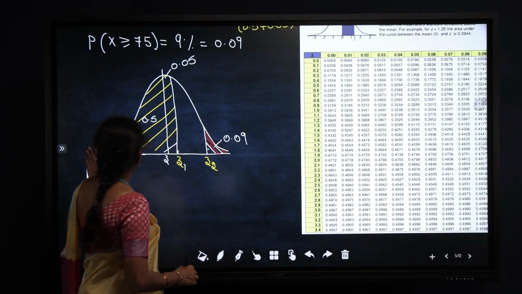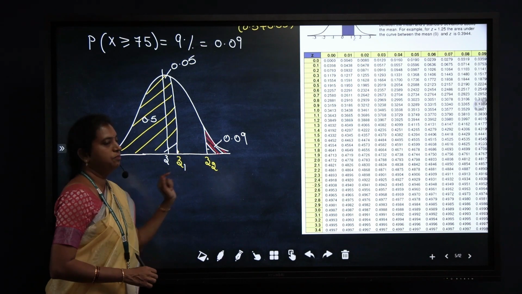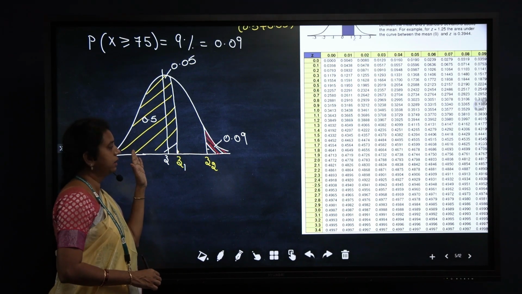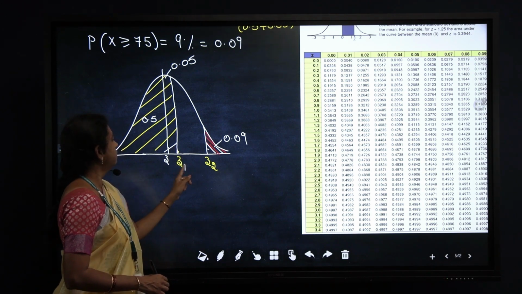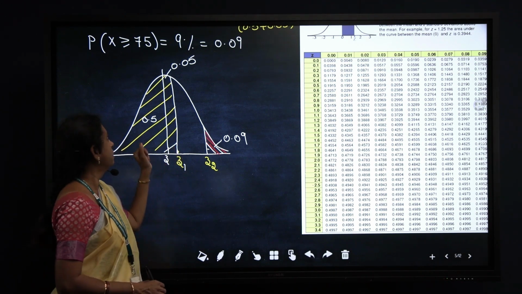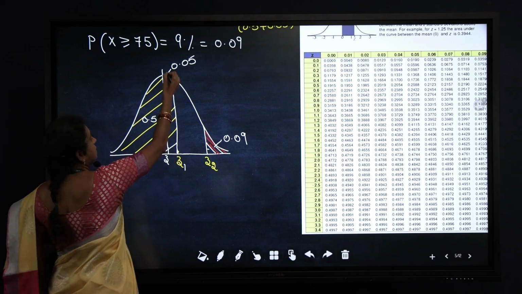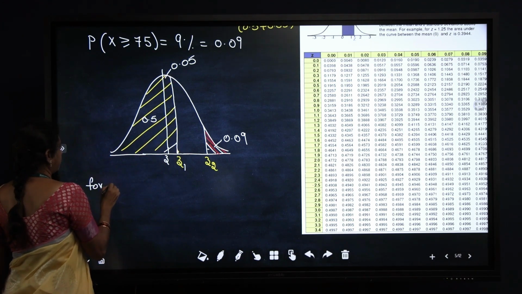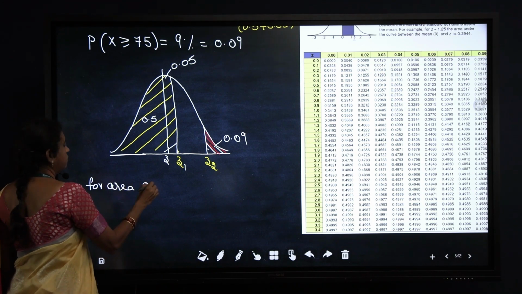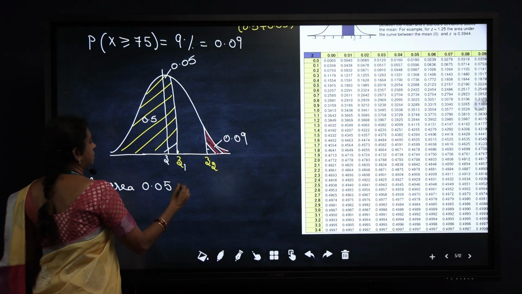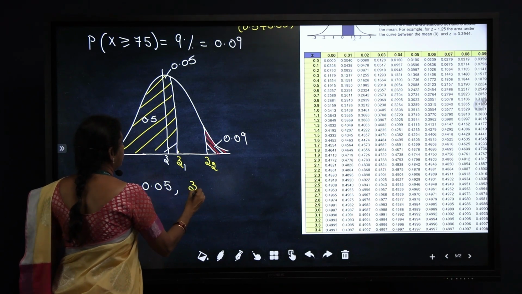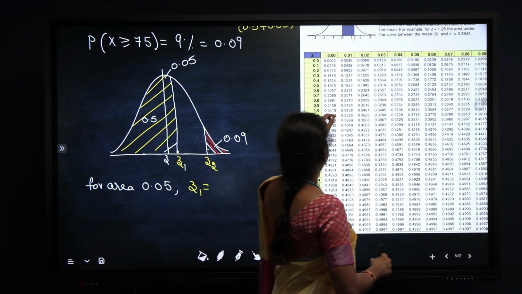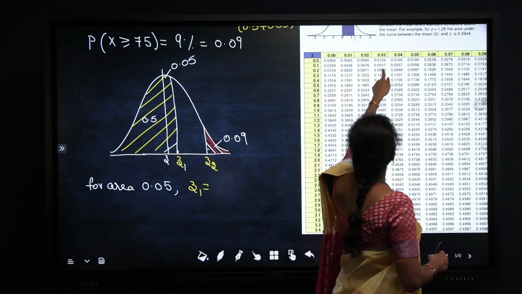Now here Z1 and Z2 both are positive. Like in the previous example, Z1 was on the left hand side, so we got the negative value, but here we'll take Z1 and Z2 both positive. So here we can directly get this 0.05 value. So for area 0.05, the corresponding Z1 from the normal tables, we'll see where is 0.05. So 0.05 is somewhere here, see.